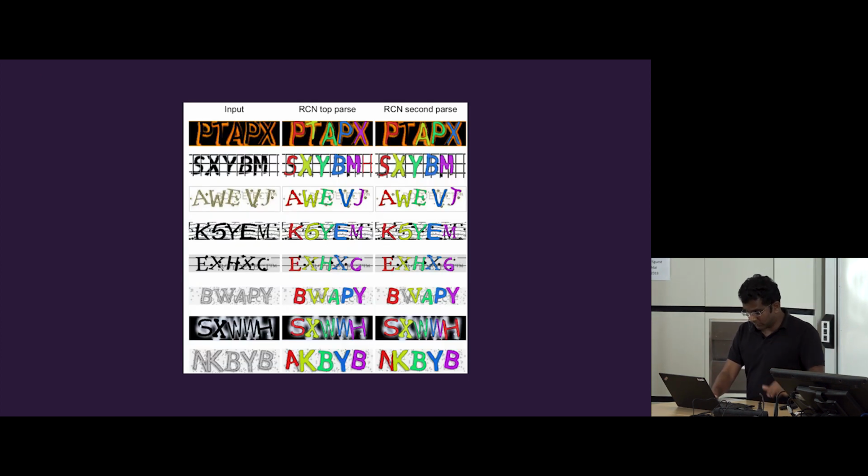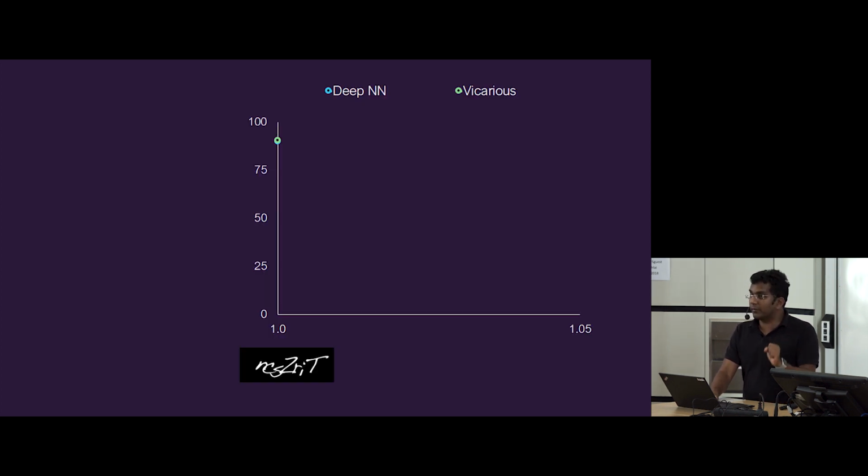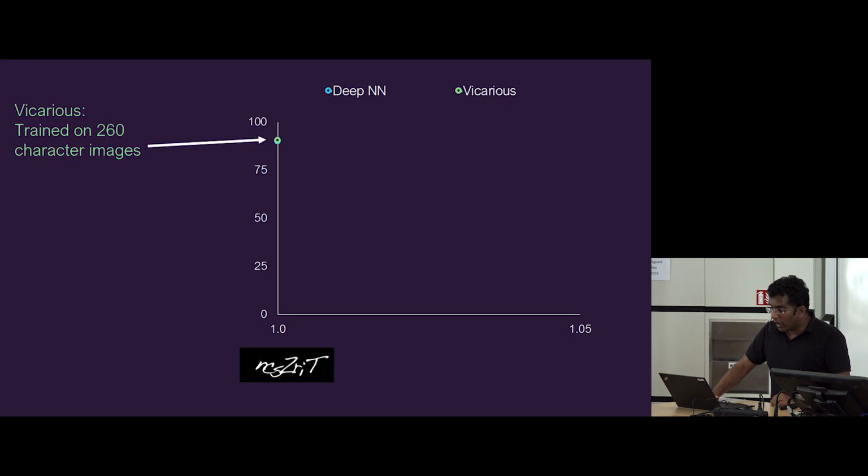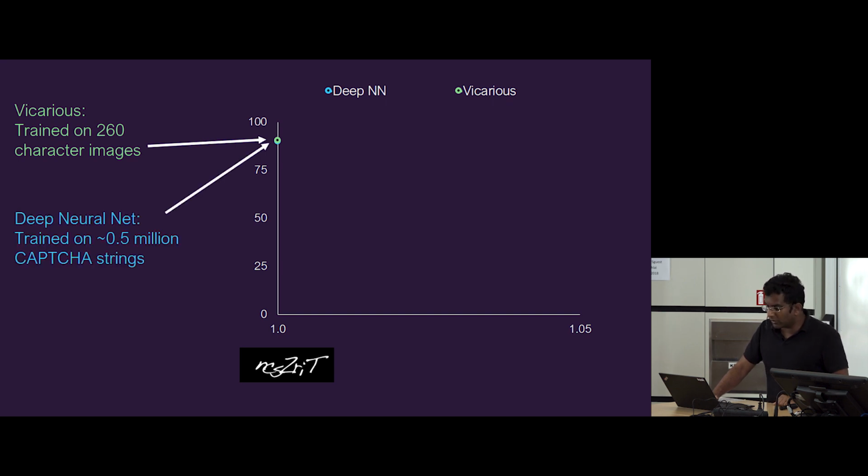And here is another family of CAPTCHAs it can solve. And here is, in contrast, a deep neural network. We did a one-to-one study comparing with a deep neural network. You can train a deep neural network to solve a particular CAPTCHA. This was on reCAPTCHA-style CAPTCHAs. Our network took about 260 images, just clean fonts, to get to the performance that we wanted, about 90% performance. And the deep neural network took about 500,000 examples to get there.